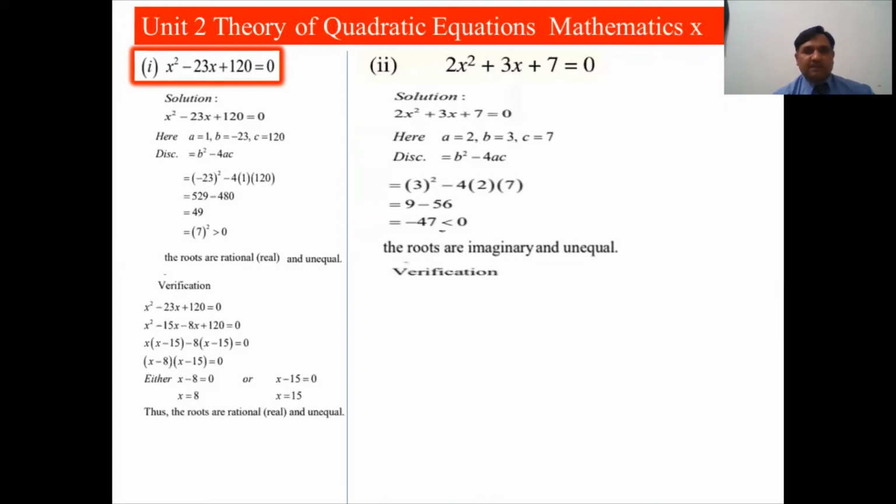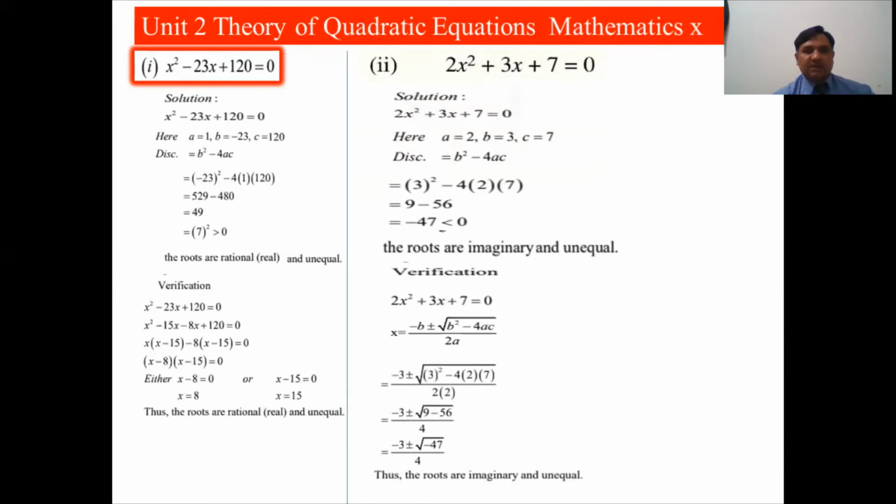So verification. Now we have to use the quadratic formula. We know that the quadratic formula is x is equal to minus b plus minus square root of b square minus 4ac, all divided by 2a. After replacing the values of a, b, and c, we have this form: minus 3 plus minus square root of minus 47, over 4.